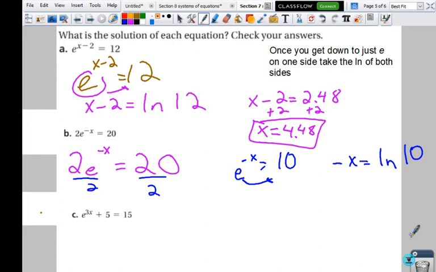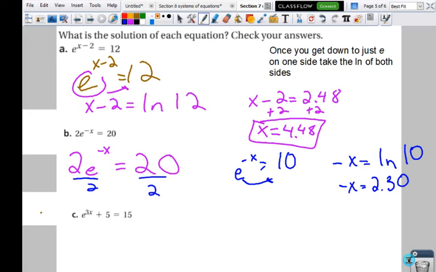The natural log is just that function, it'll be like LN. So again, negative x equals, you said 2.37? No, I got 2.30. Yeah, 2.30 is right.